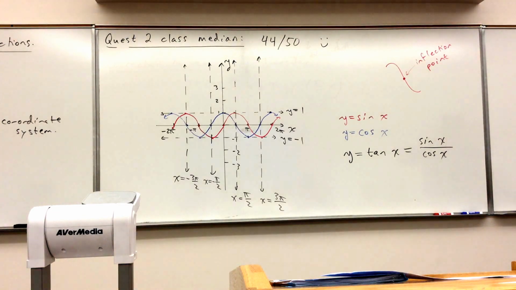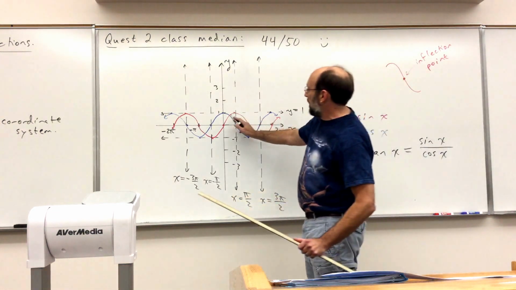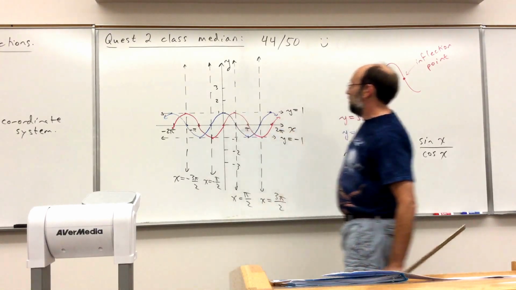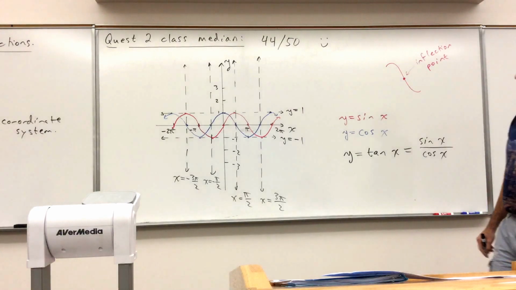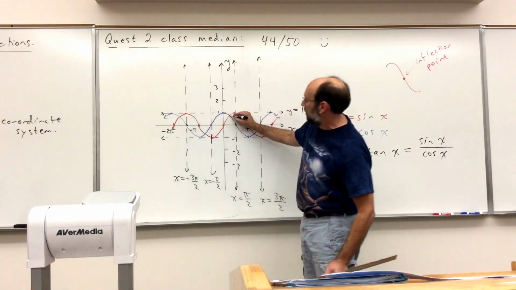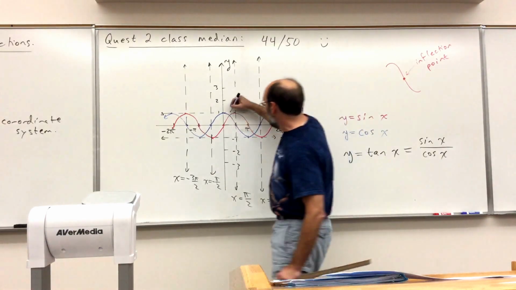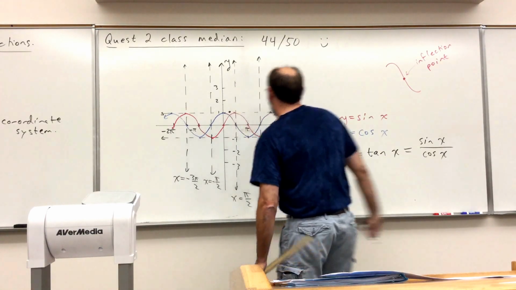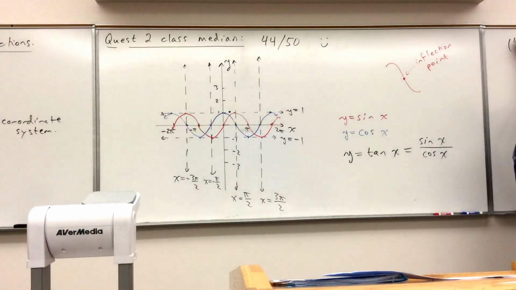When I have equal numerator and denominator, the ratio is 1. So whenever I see points that have equal sine and cosine, the value of my tangent is going to equal 1, okay? So here, right at pi over 4, the sine and cosine are going to have equal value. So I'm going to put a point for the tangent graph at pi over 4, 1. Okay?